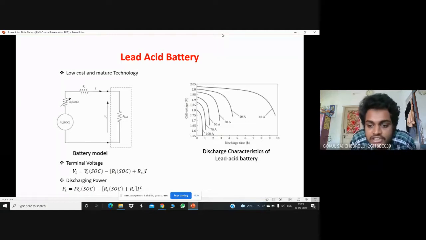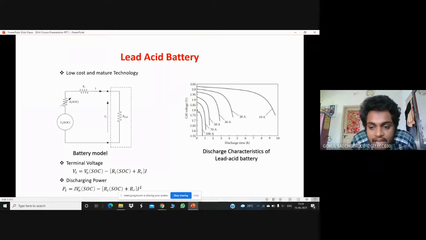This is the discharge characteristics of a lead acid battery. Here we can see that if you want to draw 100 amperes, the initial terminal voltage will be 1.8, and it will last for 40 minutes. As we decrease the current, we can use the battery for a longer time, as shown in this graph.